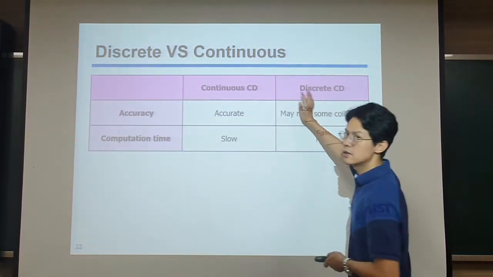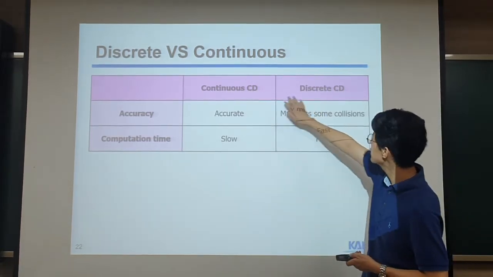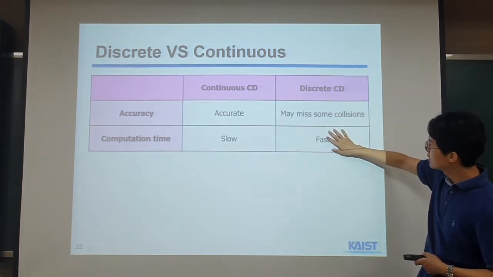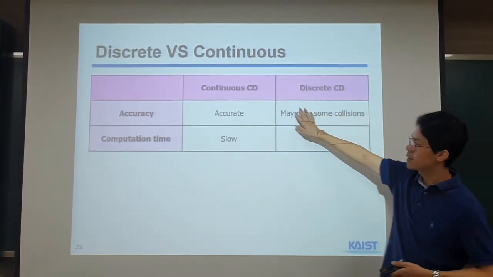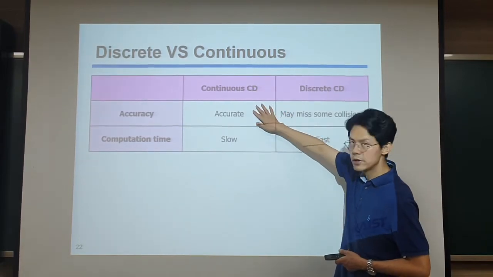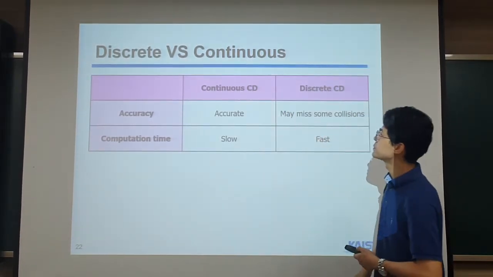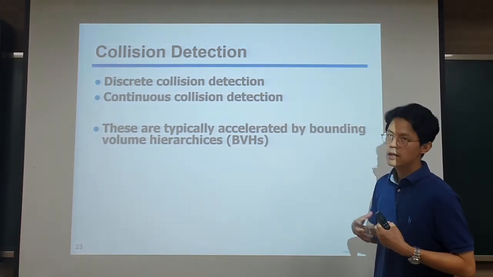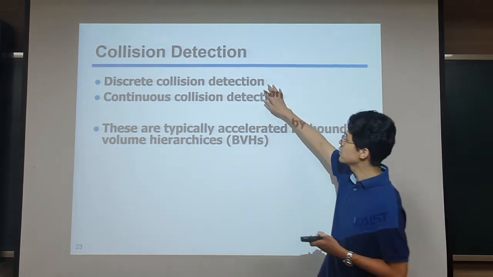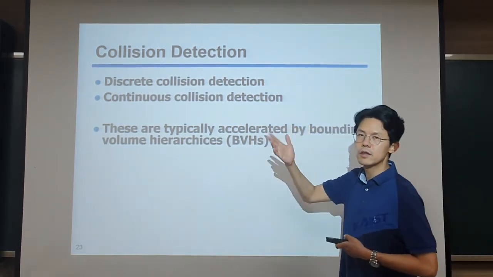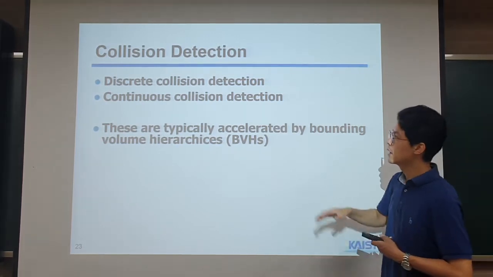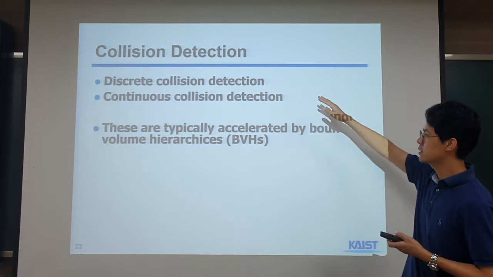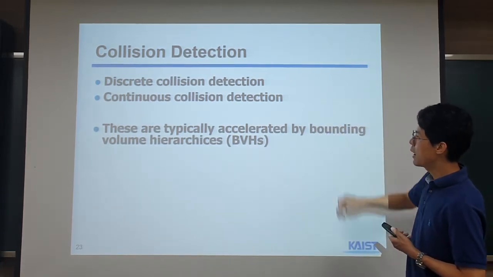But anyway, there has been study on continuous collision detection and discrete collision detection. Obviously, discrete collision detection is fast, but it may miss collisions. On the other hand, CCD, continuous collision detection, is accurate and doesn't miss collisions, but it can be slow. Whatever technique you are using, I would say that most motion planning techniques use discrete collision detection. But when you need very accurate simulation, continuous collision detection may be used. Whatever technique you are using, those techniques are typically accelerated by using the bounding volume hierarchy.